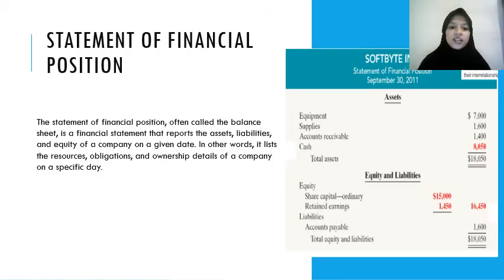Statement of financial position. The statement of financial position, often called the balance sheet, is a financial statement that reports the assets, liabilities, and equity of a company on a given date. In other words, it lists the resources, obligations, and ownership detail of a company on a specific date. You can see a statement of financial position of SoftBite Incorporation. In the statement of financial position, total assets and total equity and liabilities must be the same.